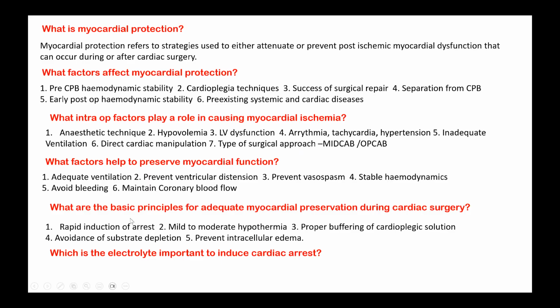The basis of adequate myocardial preservation during cardiac surgery is, you must induce cardiac arrest to make the heart become standstill in a rapid fashion. You can use hypothermia to reduce the oxygen demand by the myocardial cells, proper buffering of the cardioplegic solution, avoidance of substrate depletion, and preventing intracellular arrhythmias. Now, which electrolyte is the most important one used to induce cardiac arrest? Potassium. All of you know that it is potassium.